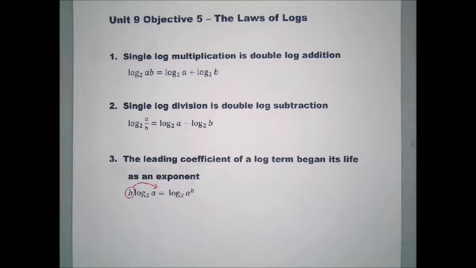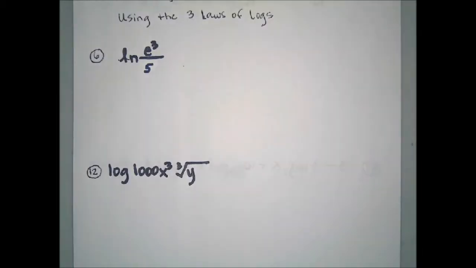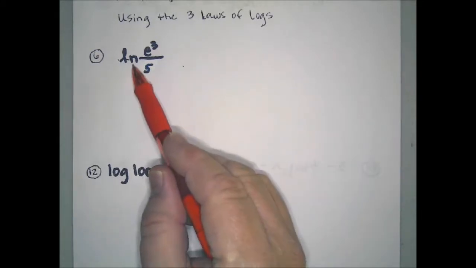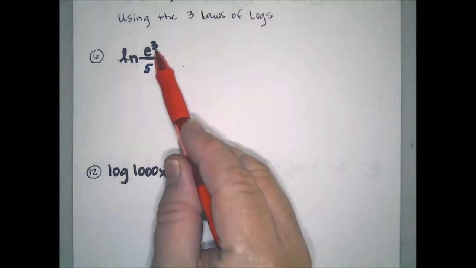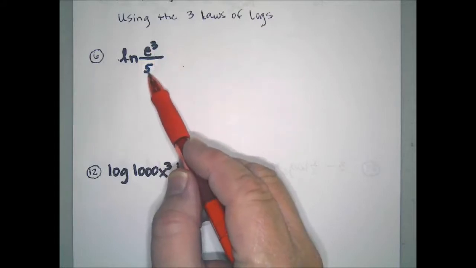And the rest of the objective is just a few examples of working with this. So let's take a look at a few of the problems. Problem number 6. What if you had the natural log of e cubed over 5? Now, there's a few laws we're going to use.